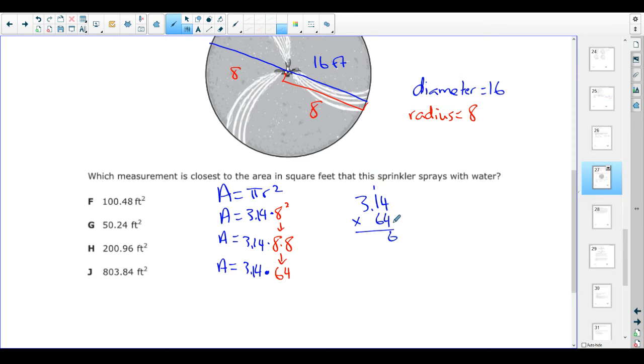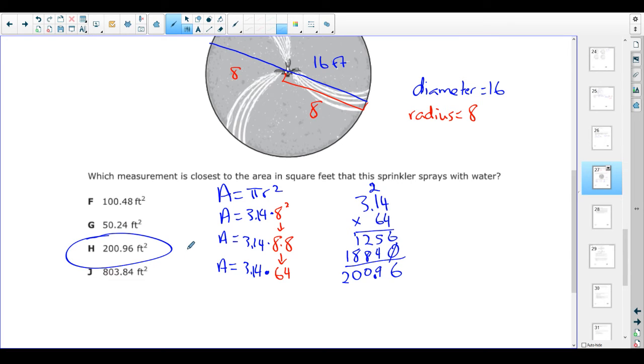16, 5, 12, 24, 6, 9, 10, and 200. So we have 2 decimal places here. 200.96, and that's an answer choice.